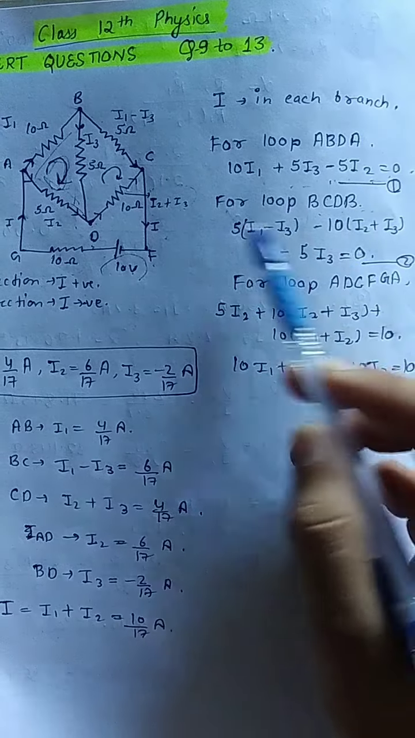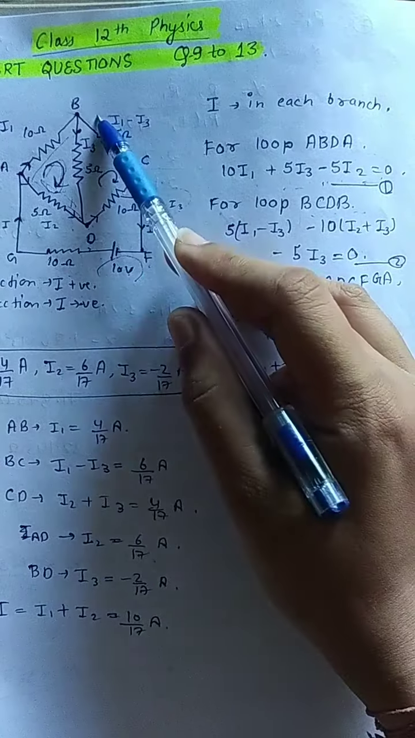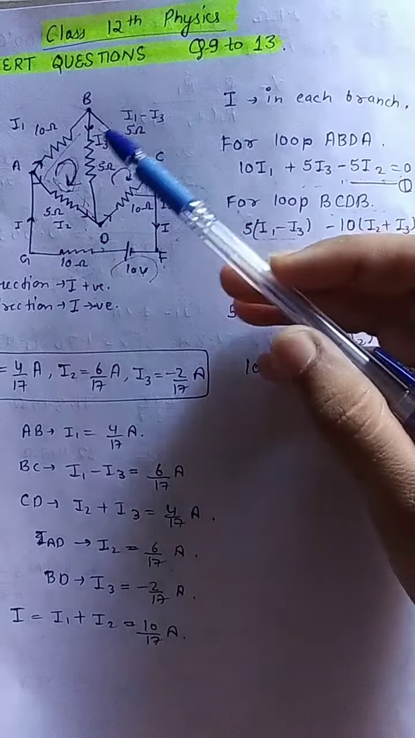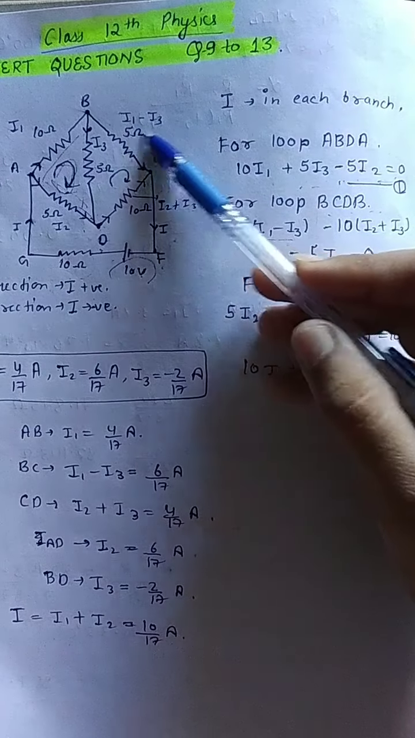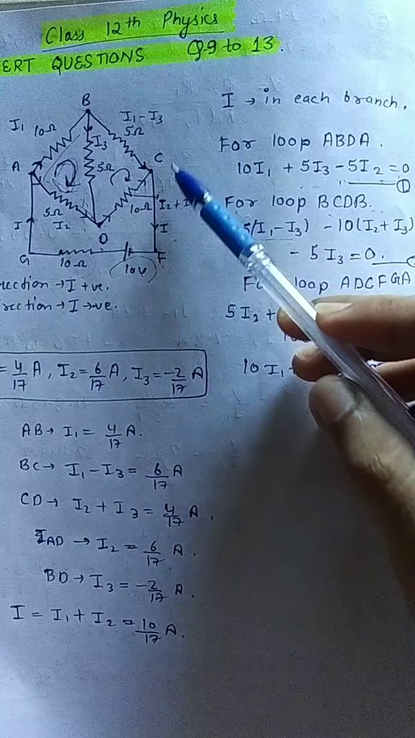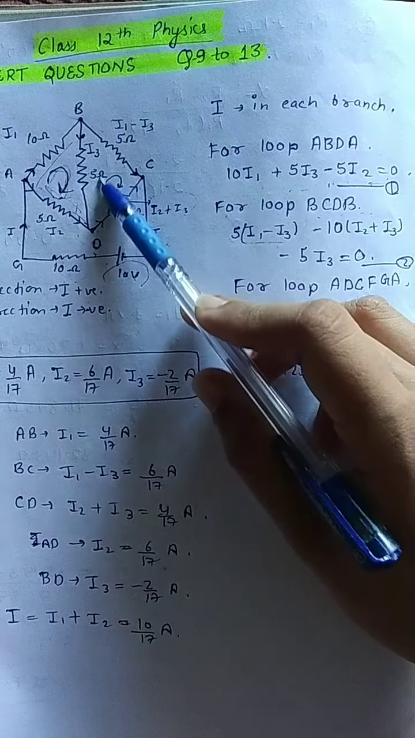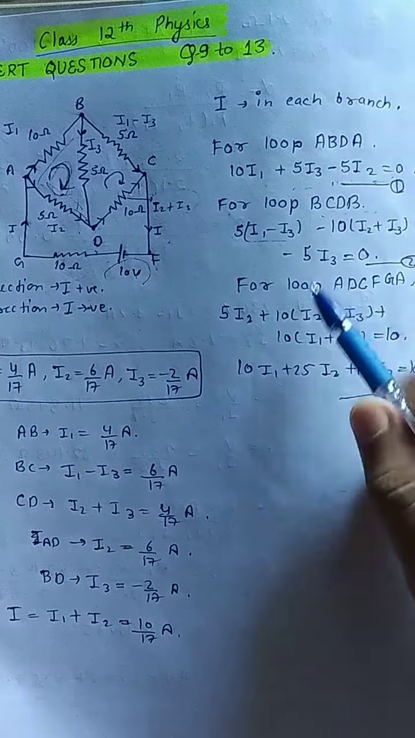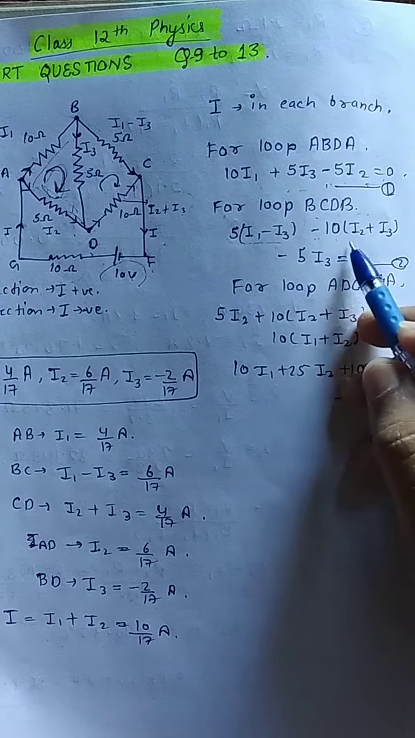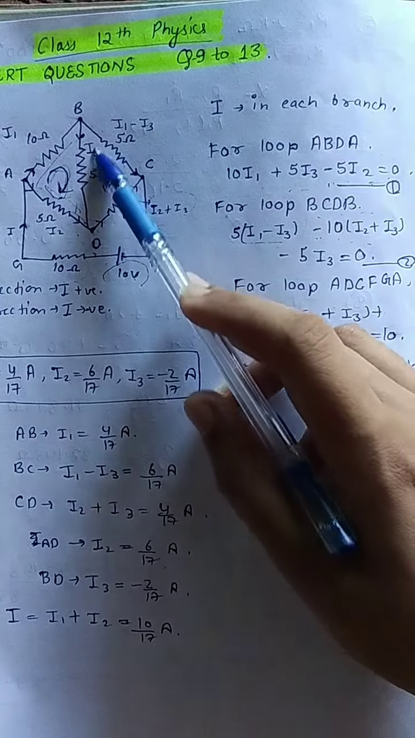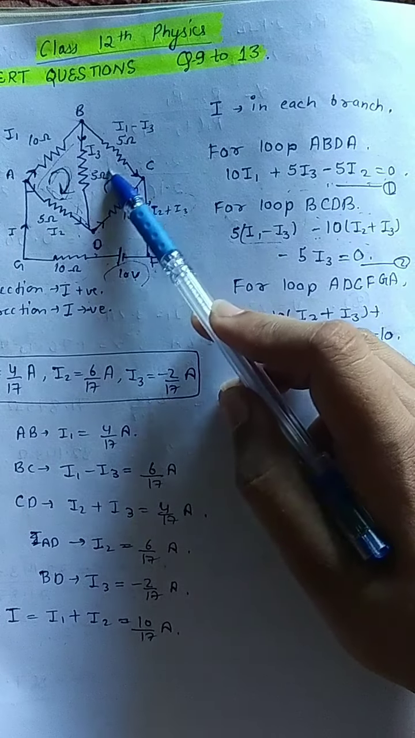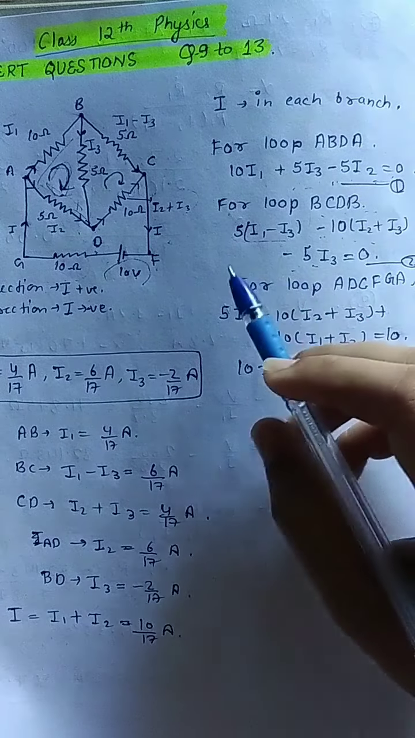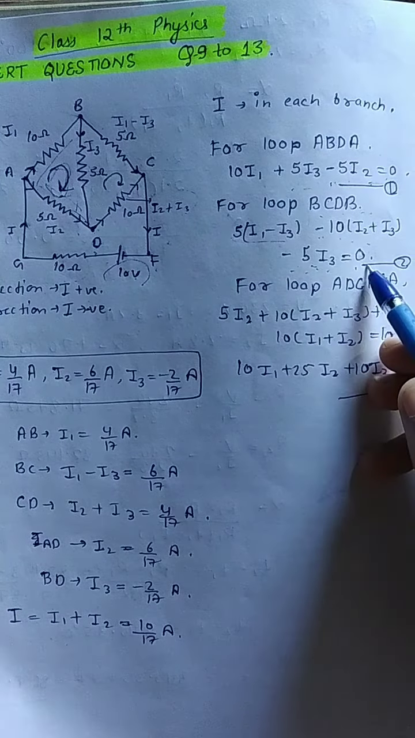For loop BCDB, 5 times I1 minus I3, because 5 is the resistance and I1 minus I3 is the current in the branch BC. Then this loop is going in this direction, but the current in the branch DC is in the opposite direction. So we take a negative sign, minus 10 times I2 plus I3, and then this direction is also opposite to the direction of the loop. So this will also be subtracted, minus 5 I3 equal to 0.